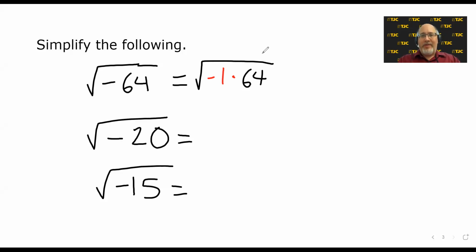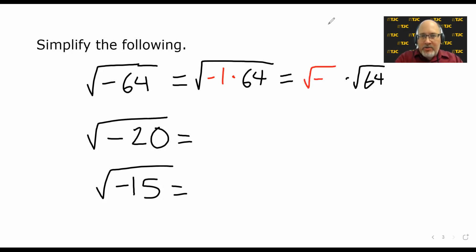Now, why would I want to do that? Because we have a property of square roots that says if you have a product under a square root, and at least one of them is positive, in this case the 64, you can split it into a product of square roots. If you have a square root of a product, you can split it into the product of square roots. I meant to draw the first one in red. Not a problem. Just change the font color.